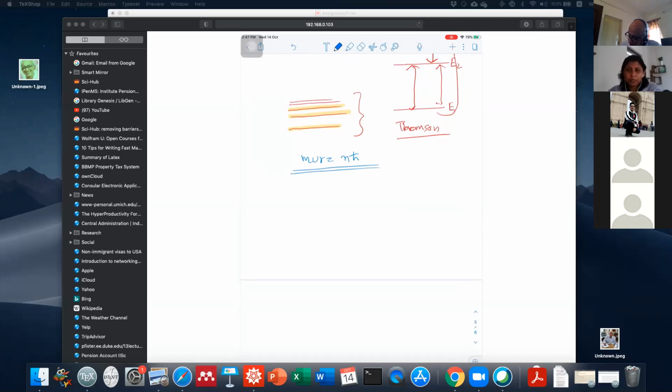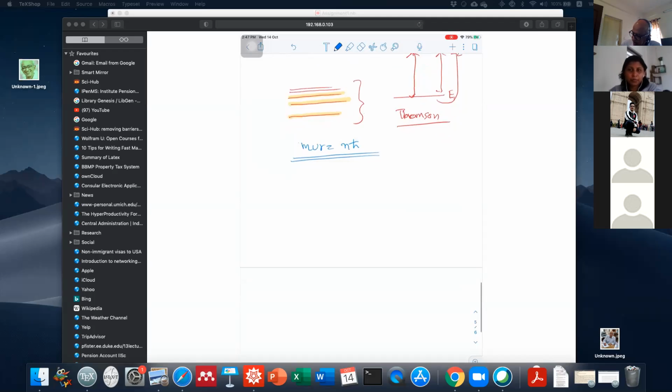How do you want to explain this? Well, the answer is that you want to use the de Broglie relationship. What does the de Broglie relationship say? It says that lambda is equal to h by p, which is h by mv.